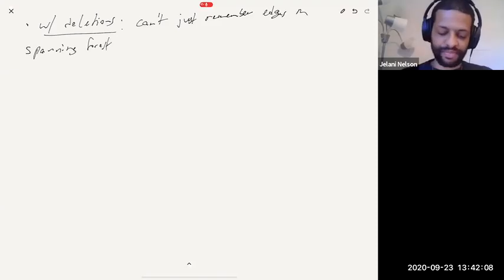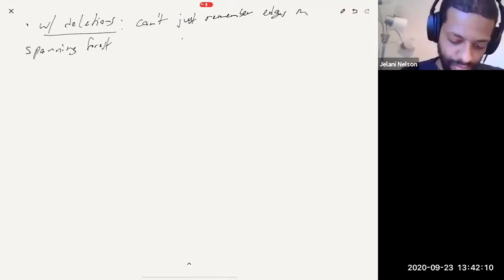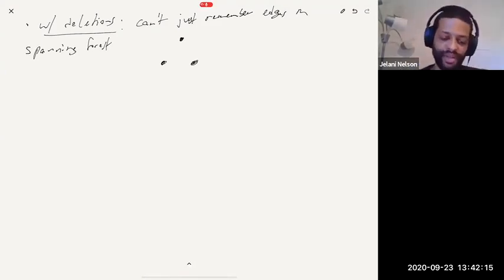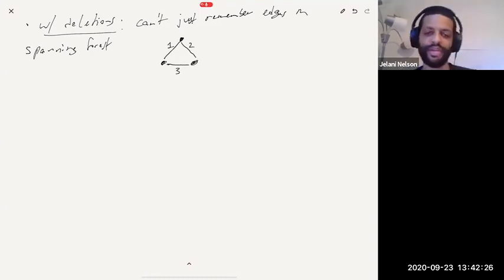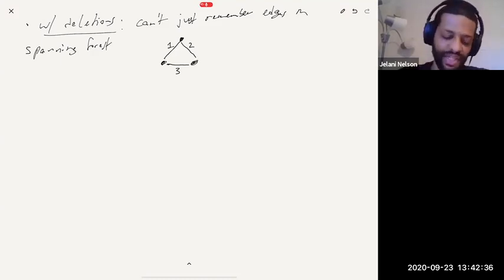Why not? Because here's a very simple example. Let's say that I insert this edge first. I insert this edge second. Then I insert this edge third. You're going to say, oh, I don't need to remember edge number 3 because those two vertices are already in a connected component. Right? Then I delete edge 1. And then I delete edge 2. And now the graph looks like this.